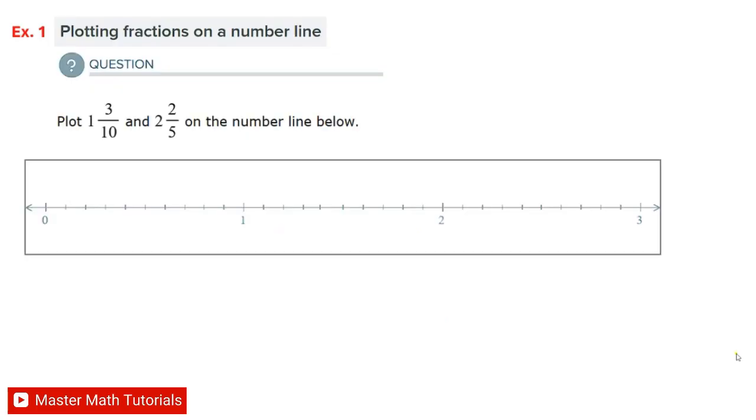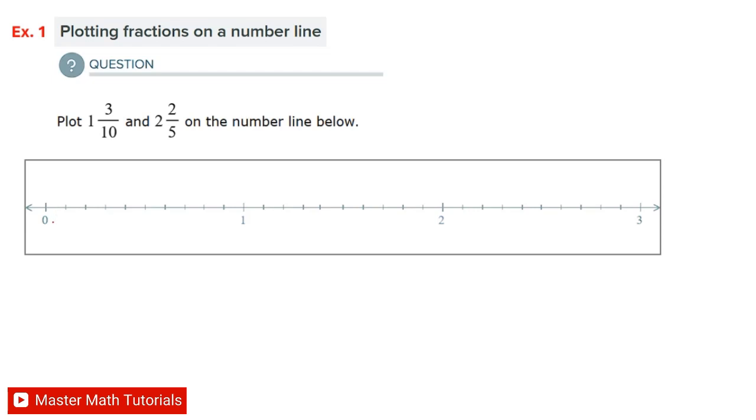Here's our first example. If we are going to plot the numbers 1 and 3/10 and 2 and 2/5 on a number line, given this number line here, this is an example in the Alex software. So we have to count the number of ticks first.